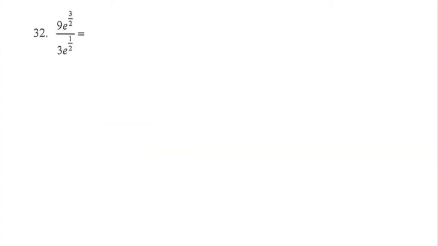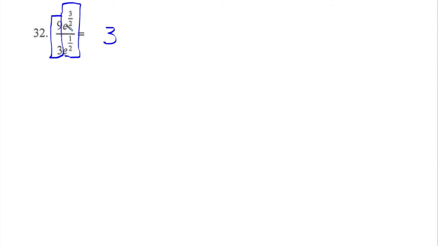All right, moving on to the last question that we had. Number 32. So this guy. This can be treated as two parts. The first part is talking about these numbers. The second part is talking about the e's. So in terms of the first part, 9 divided by 3, that's just 3. Now this part, e to the power of 3/2 divided by e to the power of 1/2.